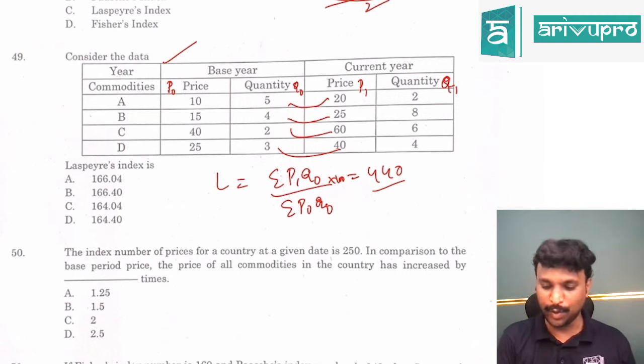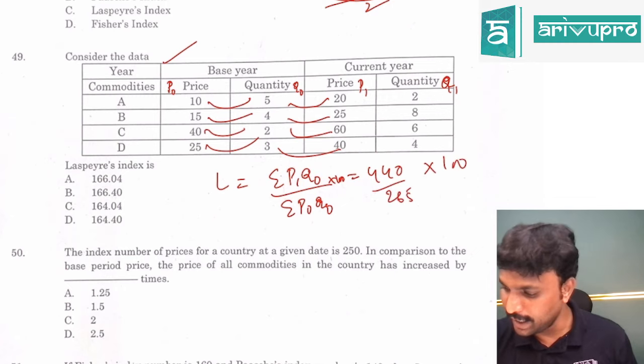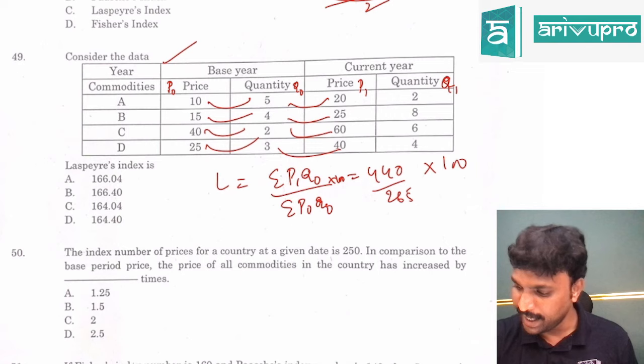What is P0 into Q0? The first two columns. Guys, what is 10 into 5? 50 plus. What is 15 into 4? 60 plus. What is 40 into 2? 80 plus. What is 25 into 3? 75. So the denominator is 265 into 100. So 440 divided by 265 into 100.